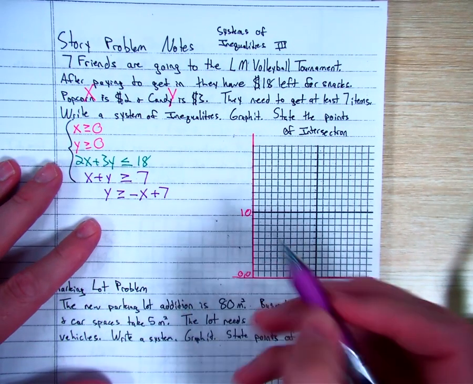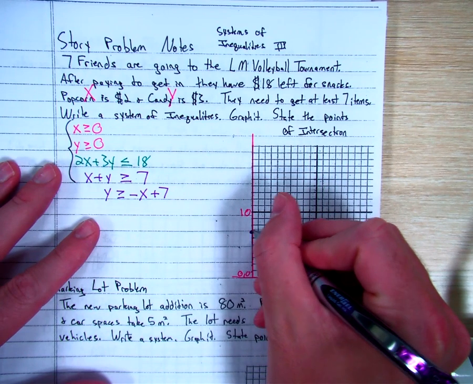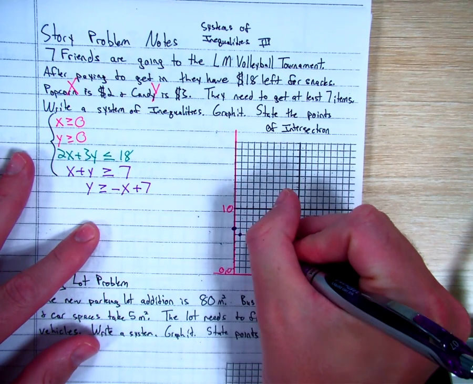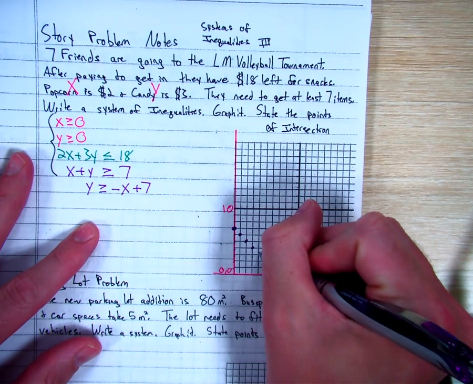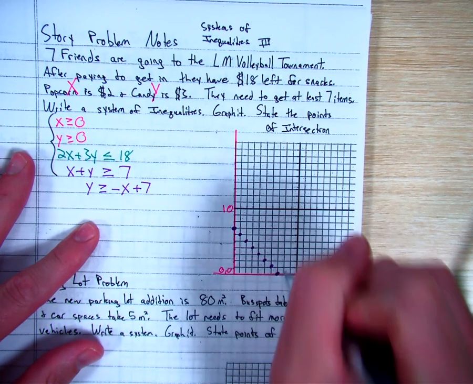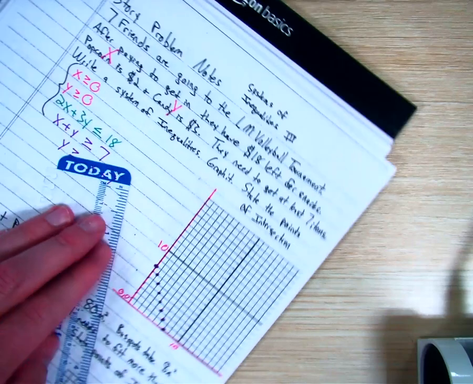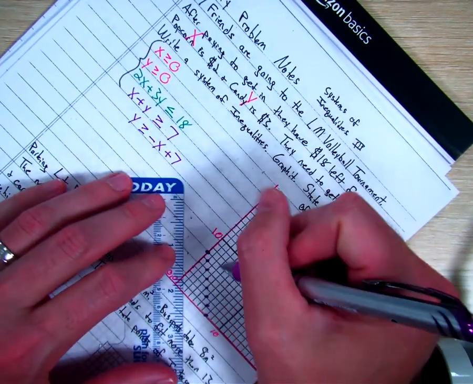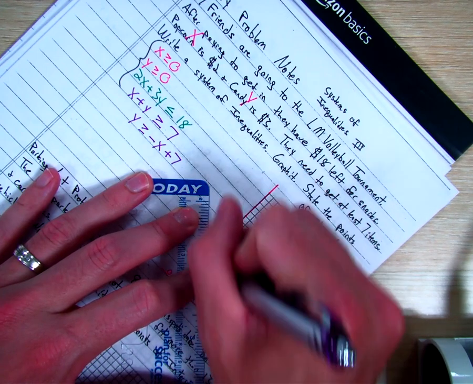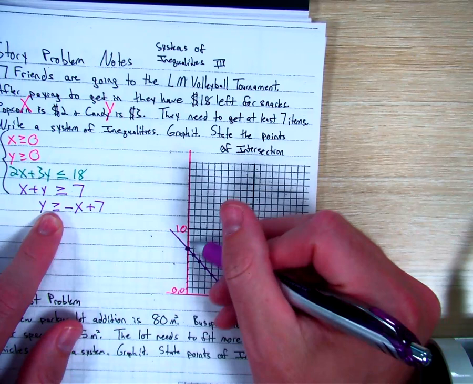So we're starting at 7. 1, 2, 3, 4, 5, 6, 7. And we're going down 1 over 1. This is going to seem pretty boring, but doing all the slope dots is going to be helpful because these two lines are going to be very close together. Okay, this is a solid line. And we're looking at greater than or equal to, we're looking at above.